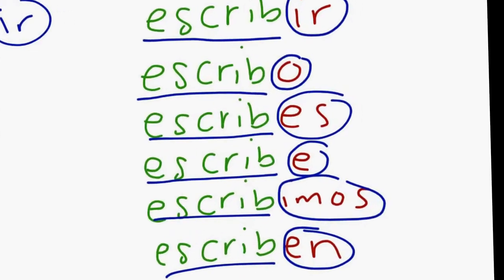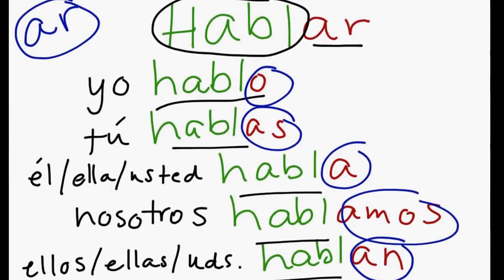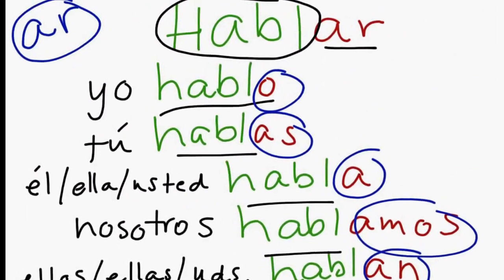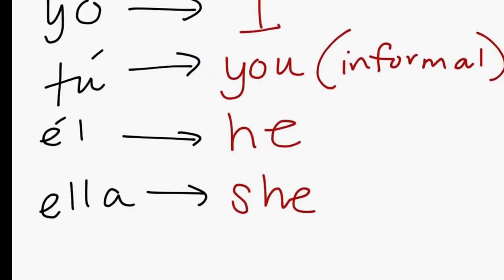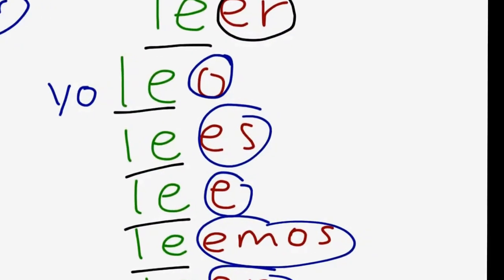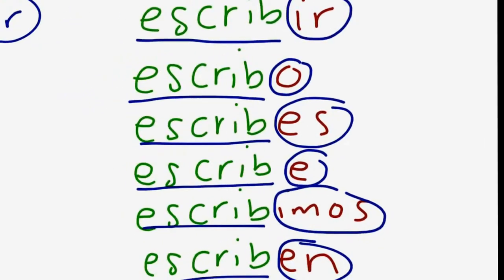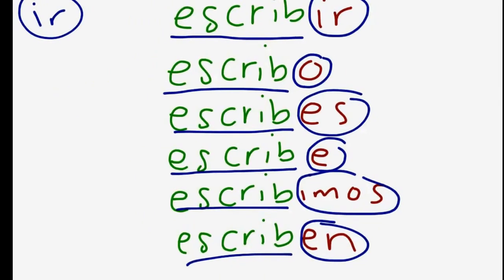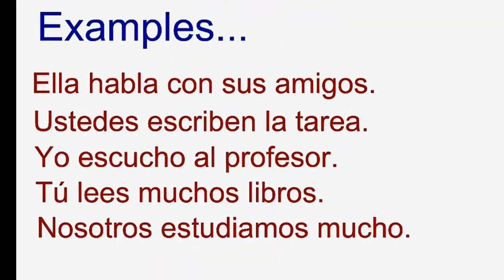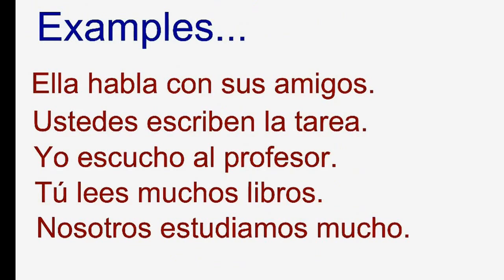Okay? So again, we've seen AR verbs, an example being hablar: o, as, a, amos, an. We've seen ER verbs, which are o, es, e, emos, en. And we have IR verbs, which are o, es, e, imos, en. Here are some examples in context.